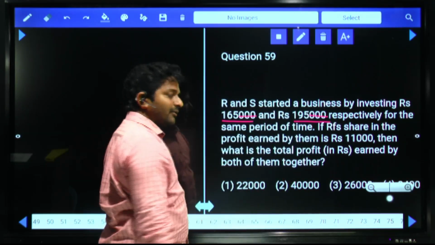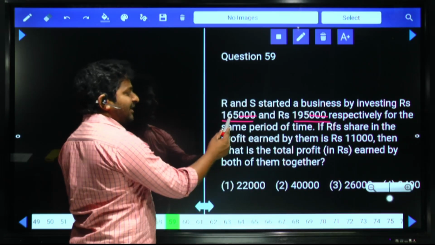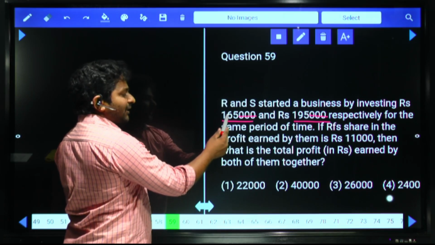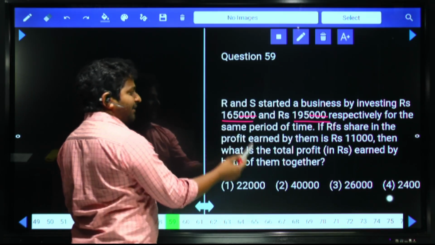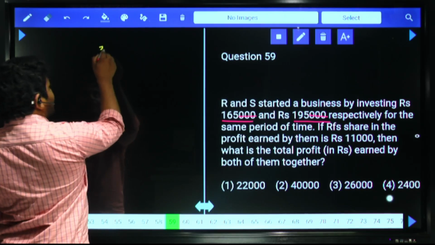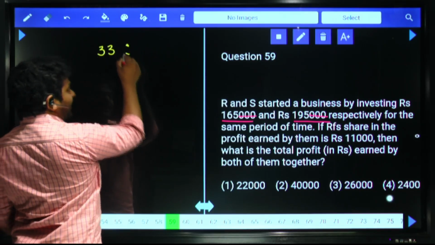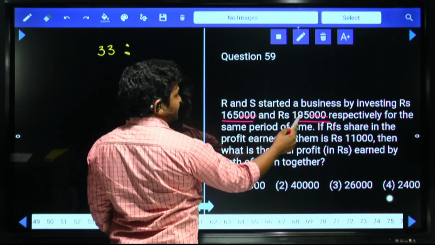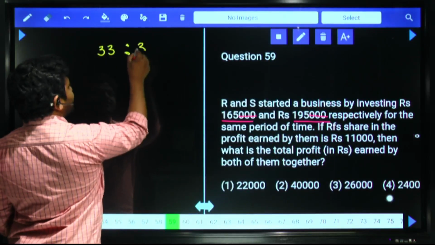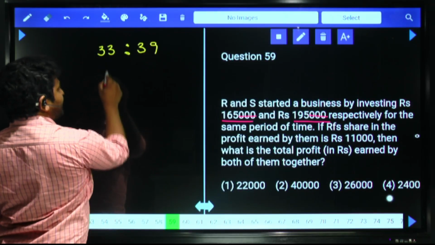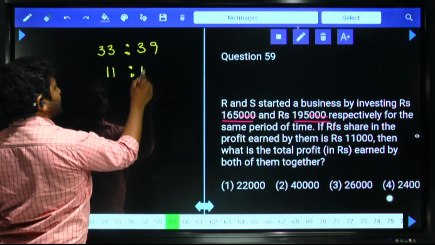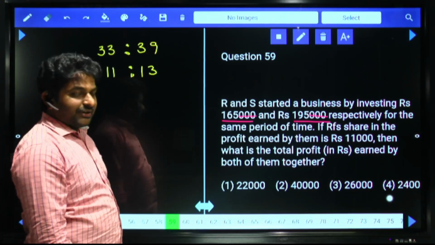3 zeros కామన్ గా ఉన్నాయి. 5 తో క్యాన్సిల్ చేసినట్లయితే ఇక్కడ 5 3 times again 3 times, and again 5 3 times and then 9 times, so that is equal to 39. Again both are 3 multiples, so ratio is 11 is to 13. 11 is to 13 ratio.